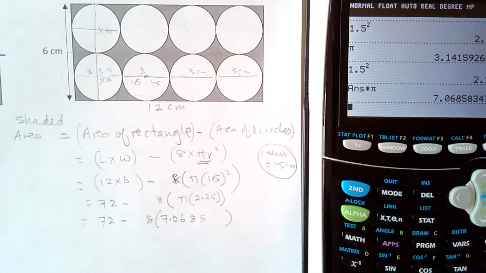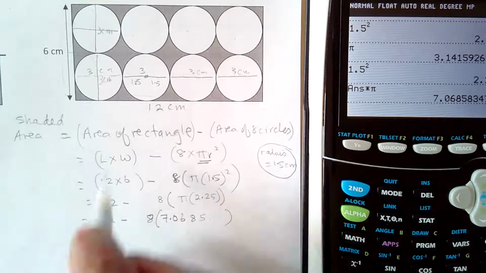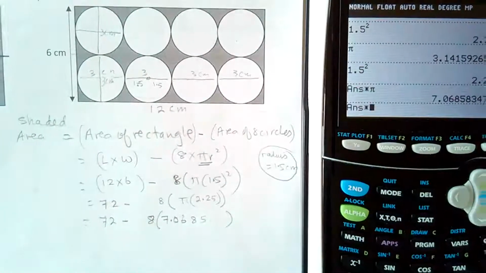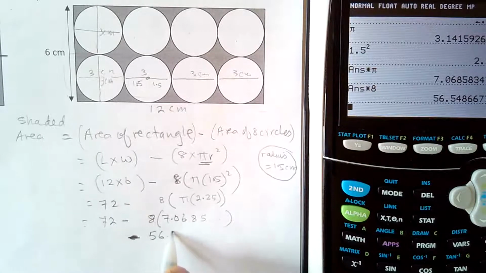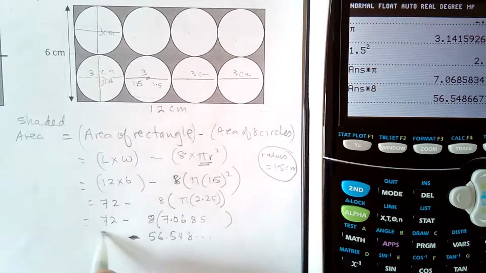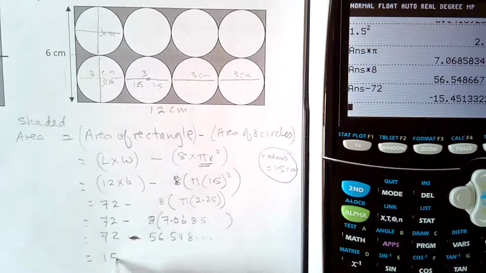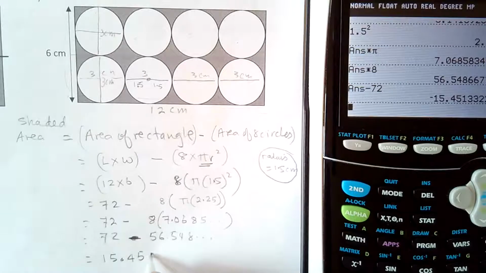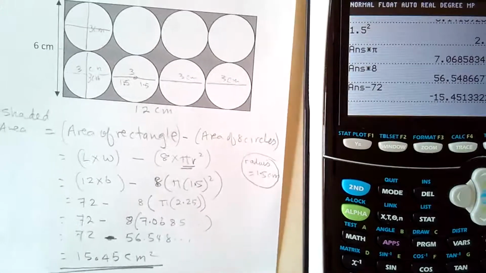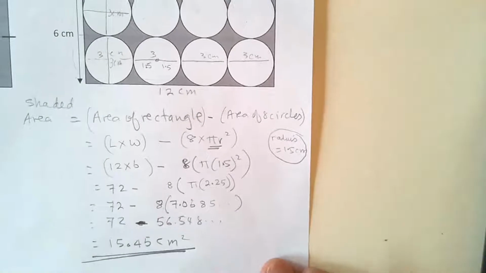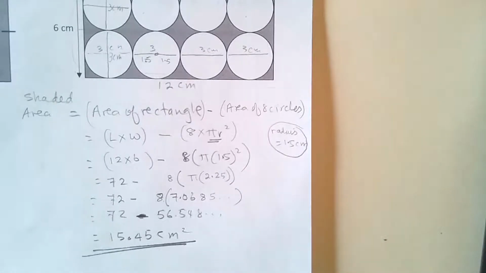There are 8 circles, so I multiply by 8. This works out to be 56.548, minus 72. The answer is 15.45 square centimeters. So my final answer is 15.45 square centimeters.